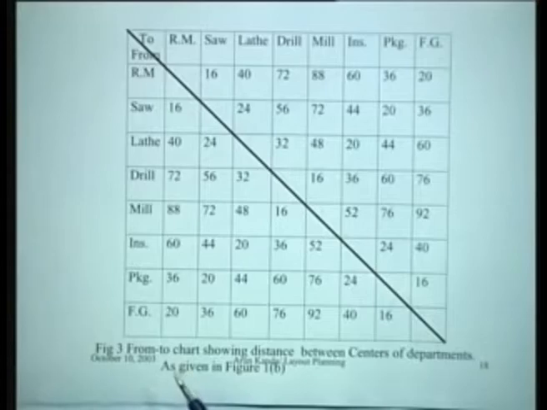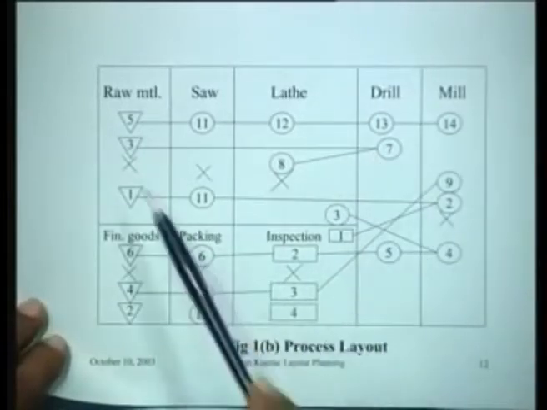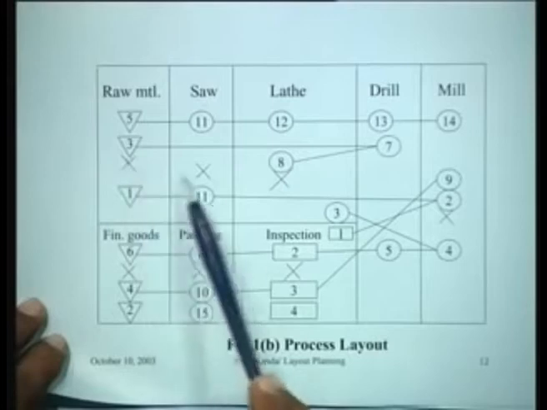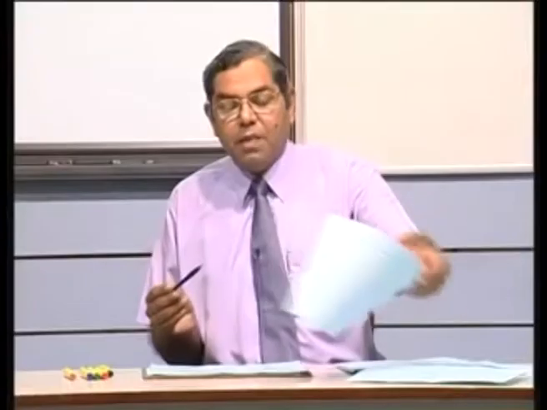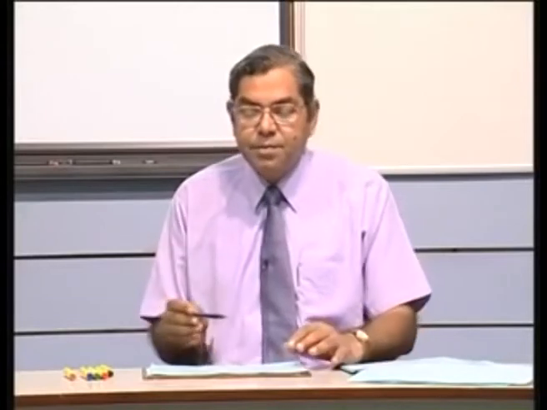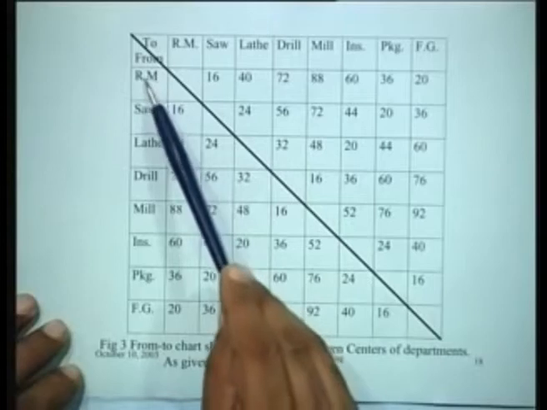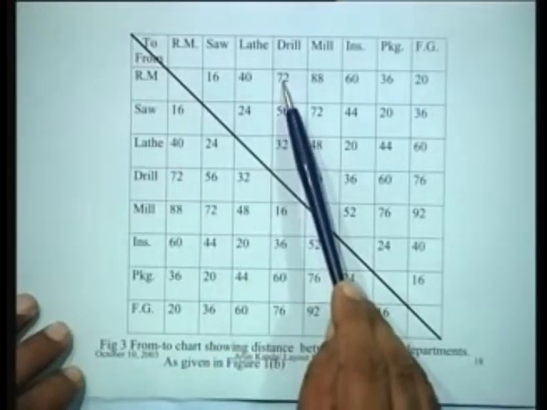You were asking me about the centers in that layout. So if we are now talking about this layout, we look at the centroid of each department and find out what is the distance from the centroid of one department to the centroid of the other departments. So on that basis we can construct a diagram of this nature, which would show that the distance from raw material to drill department is 72.